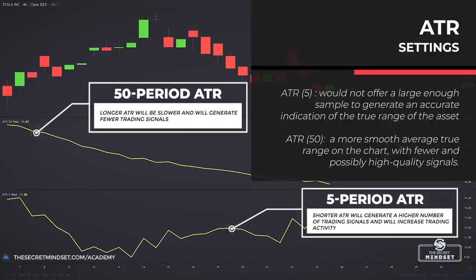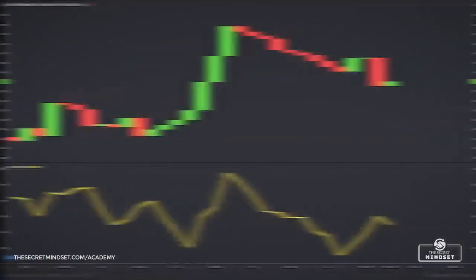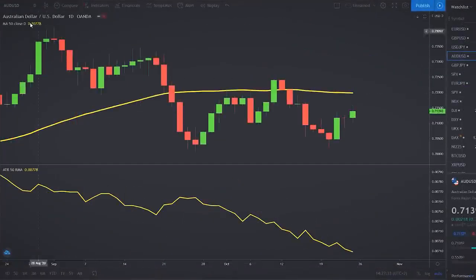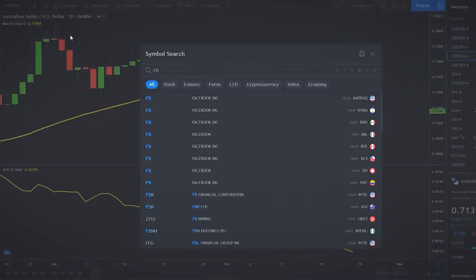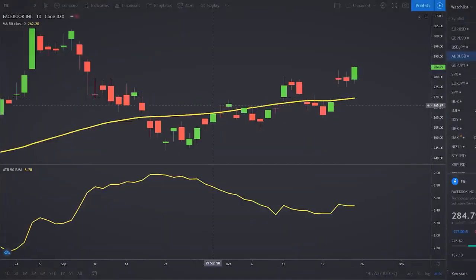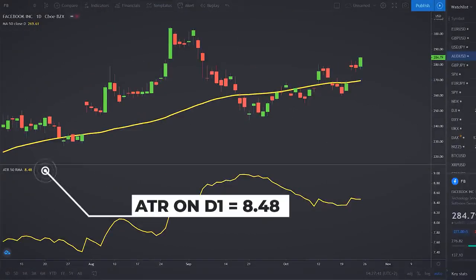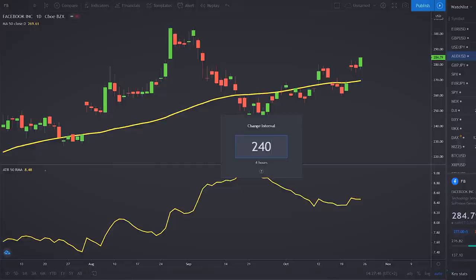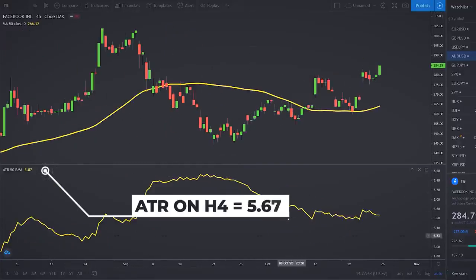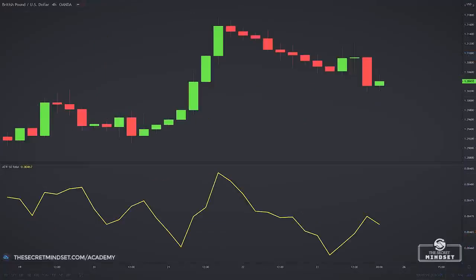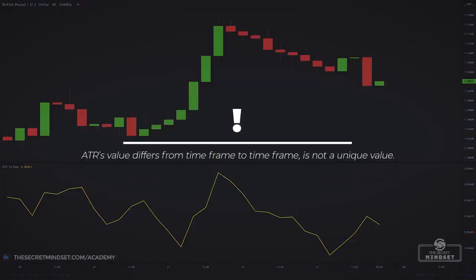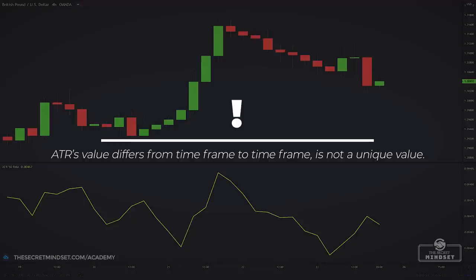and possibly high-quality signals. Let's assume that you are using a swing trading strategy and you're using an ATR with a 50-period input. You should keep in mind that if you're trading on the daily chart, the ATR indicator will indicate the average volatility over the past 50 days. However, if you are trading on the 4-hour chart, the ATR indicator will only display the average volatility over the past 50 4-hour candles. So the ATR's value differs from time frame to time frame. It's not a unique value.